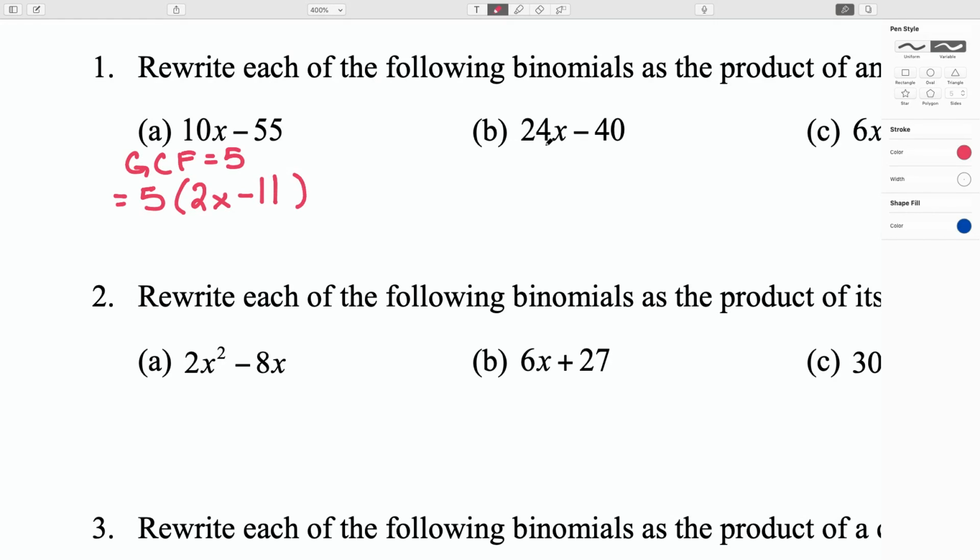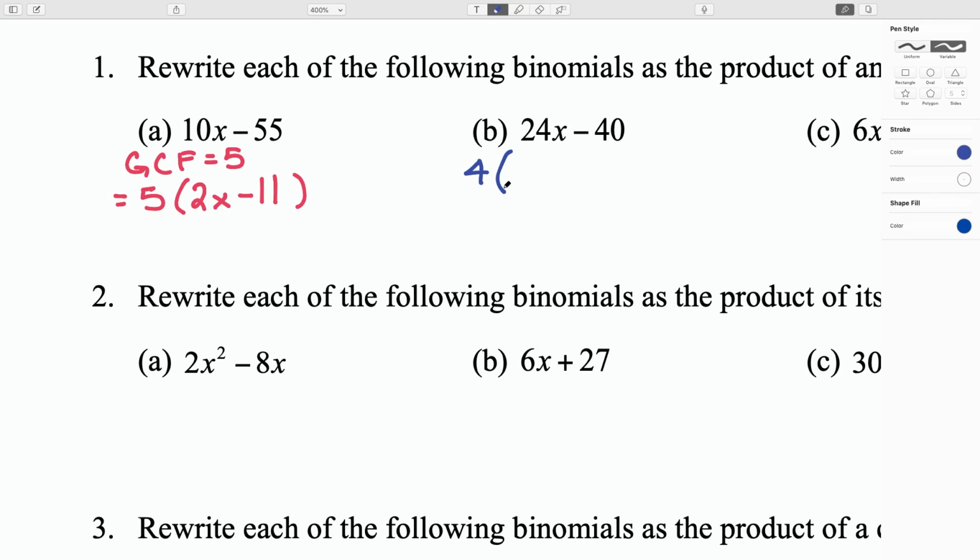So let's do B. You remember, you think, what can go into both 24x and negative 40? 2, but 2 is too small. We want the greatest common factor. 4 can go into both. I believe 4 is our greatest common factor. And if for some reason you make a mistake and you actually don't use the greatest common factor, we will be able to recognize that and just factor again. So let's use 4.